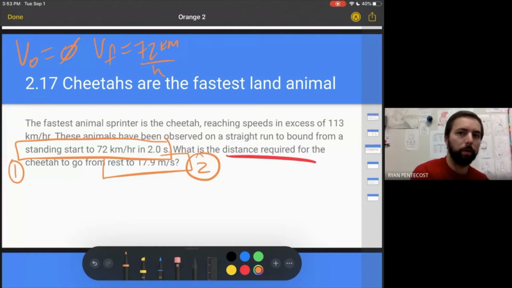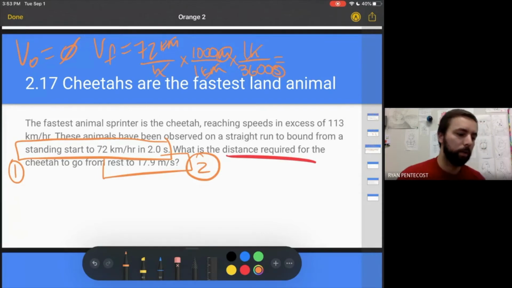72 kilometers per hour. Let's see, 1 kilometer is 1,000 meters, so that'll get rid of our kilometers. Then 1 hour is 3,600 seconds, so that gives us meters per second. 72 times 1,000 is 72,000. Oh, no, I won't be able to do that in my head. Dang, I thought I could. 72,000 divided by 3,600. So, okay, yeah, that was easy. It's 20.